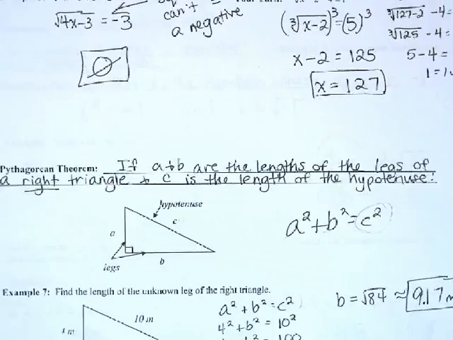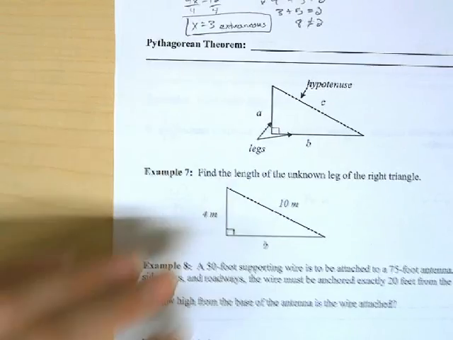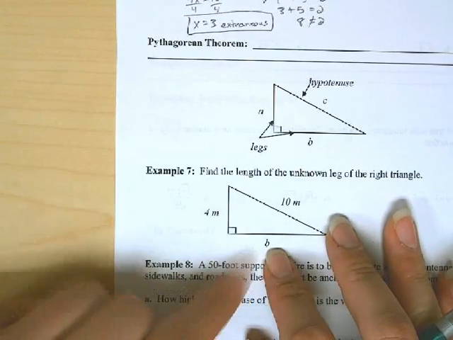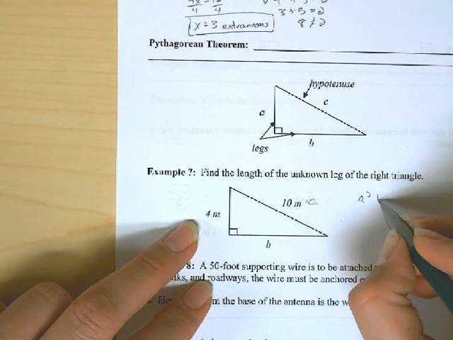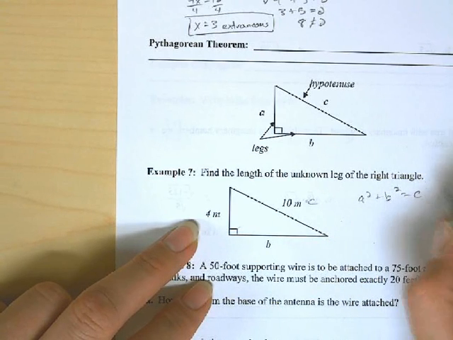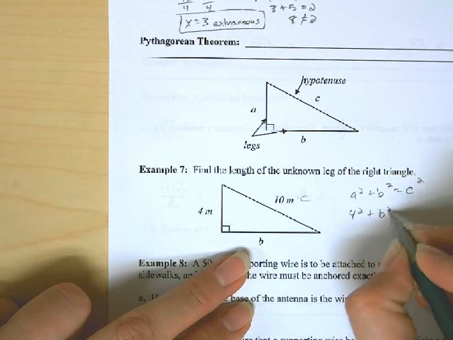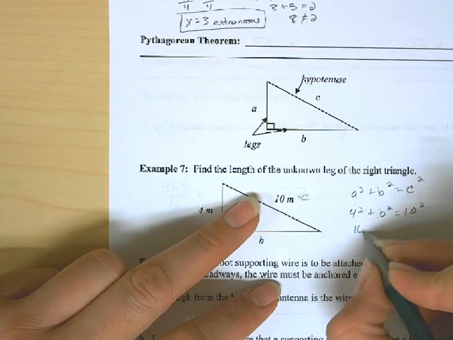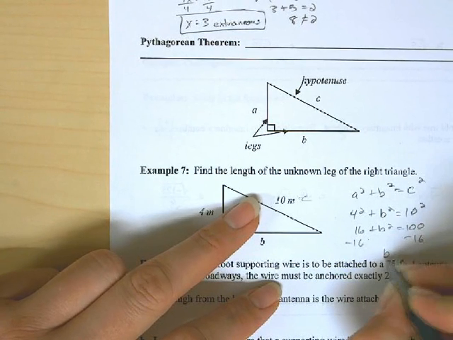Okay, so that being said, let's take a look at that next one, which should be pretty simple. If you look at it, I've got 4 meters on one side, 10 meters on the other side, and I'm trying to find that third leg, which is B. Across from that, so this is my C. So A squared plus B squared equals C squared is my Pythagorean theorem. So I'm just going to plug in 4 squared plus B squared is 10 squared. So we get 16 plus B squared is equal to 100. Subtract your 16. B squared is equal to 84.